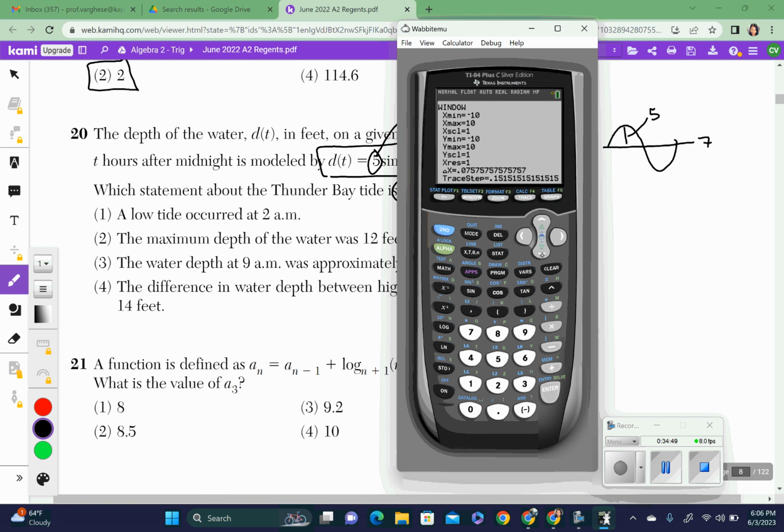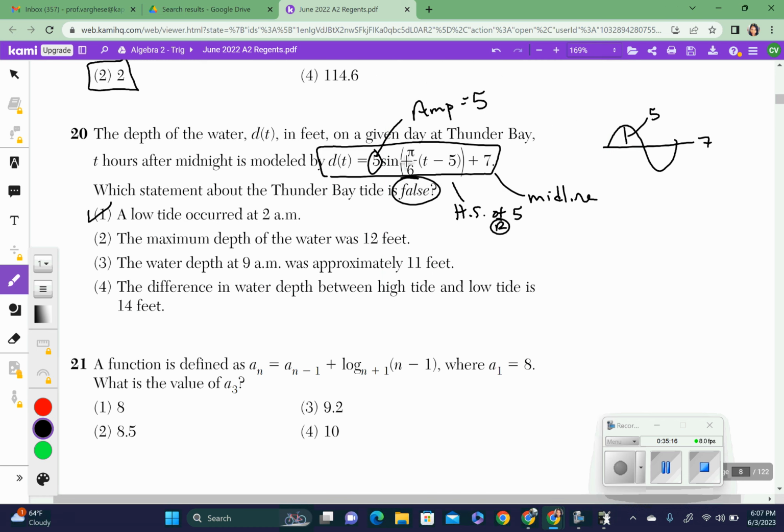Let's go to my Y max. And let's change this to like 15, just so I can see the whole graph. And now when you graph it, you should be able to answer these questions. So it's saying which of these is false. So a low tide occurred at 2 a.m. And so if I look, here's 1 a.m., here's 2 a.m., and there is a low tide here. So that is definitely true.